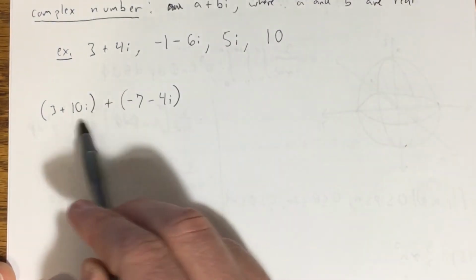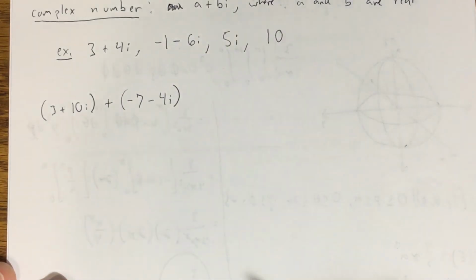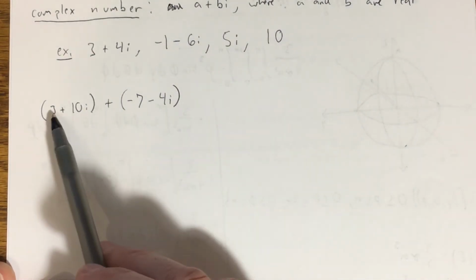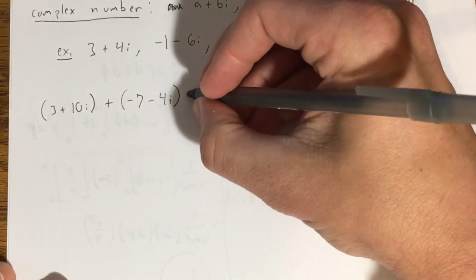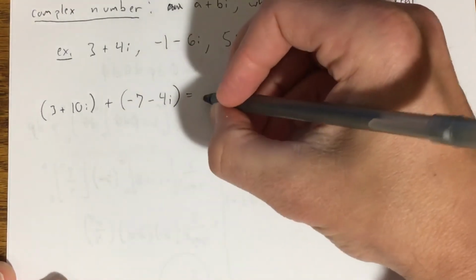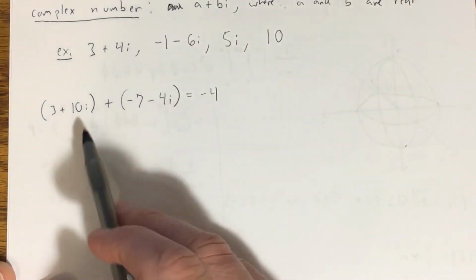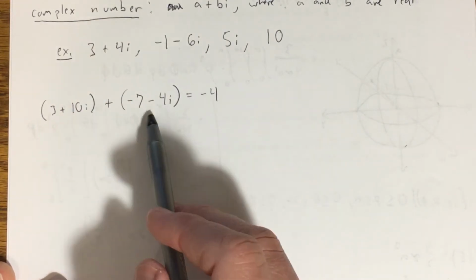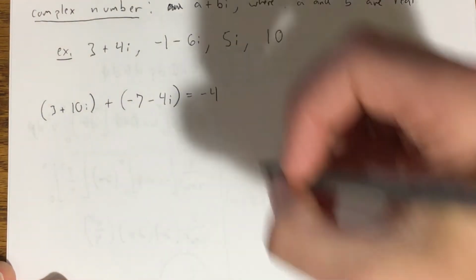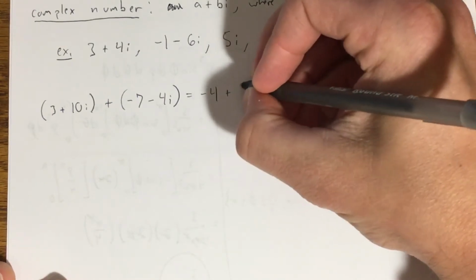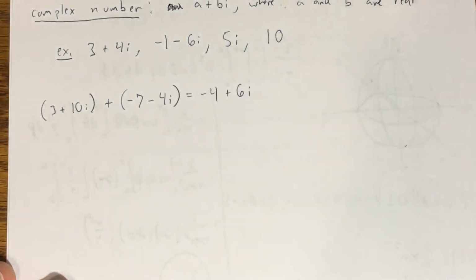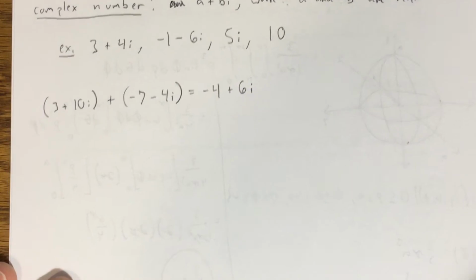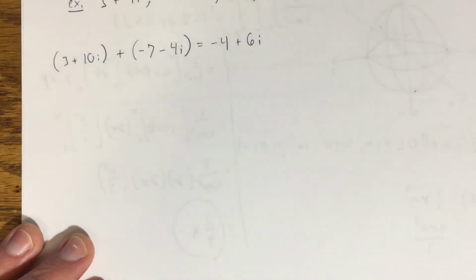I'm adding two complex numbers, but really what I do is I treat it as combining like terms. The two real parts are like constants. 3 plus -7, that's -4. The i's, we treat them like x's. 10x minus 4x would be 6x, only here I would call it 6i. Really straightforward. Same thing with subtraction. We treat it just like we would an algebraic expression.